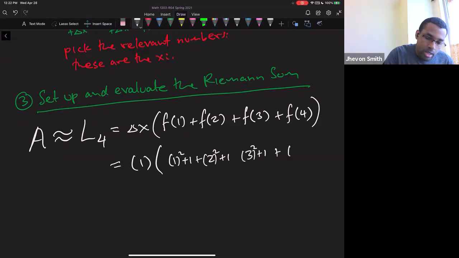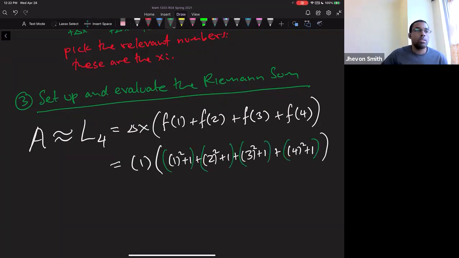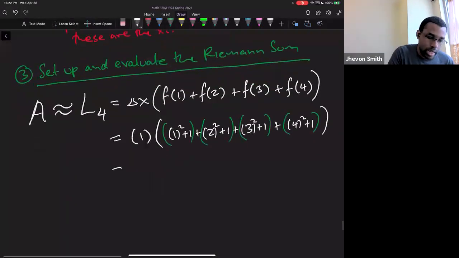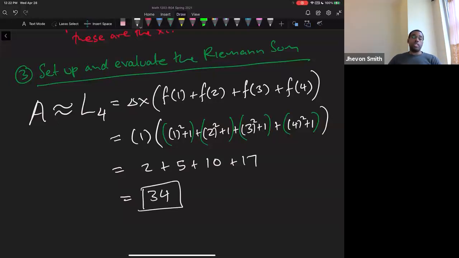And I'm adding these all together. 4 squared plus 1. Right, so that's my f of 1, my f of 2, my f of 3, my f of 4. And then you just compute what that is. So that's going to be 2 plus 5 plus 10 plus 17. That's going to be 34. My approximation for this area is 34 square units.